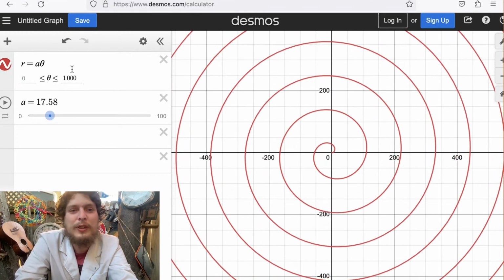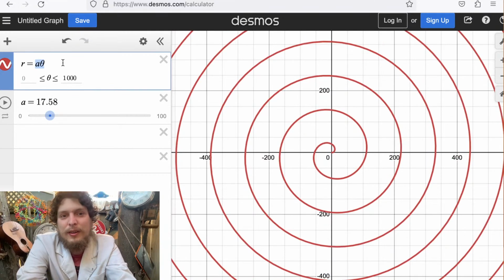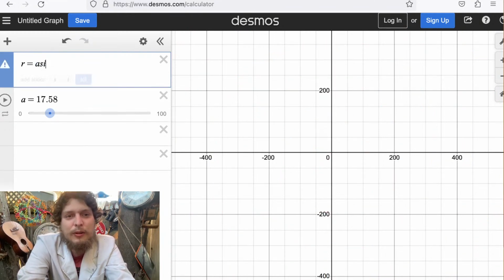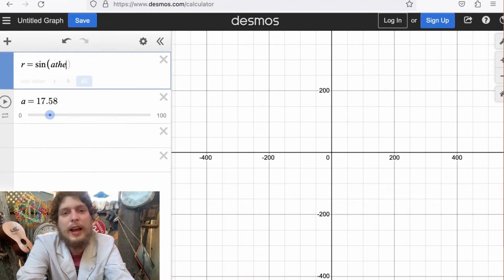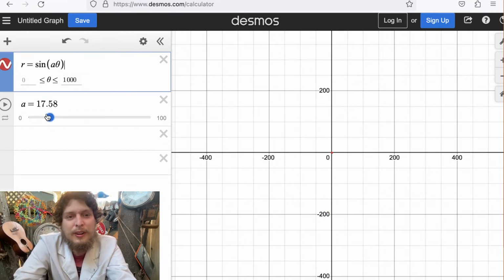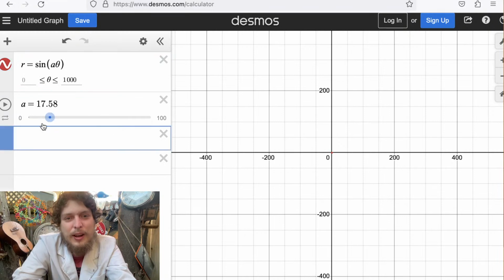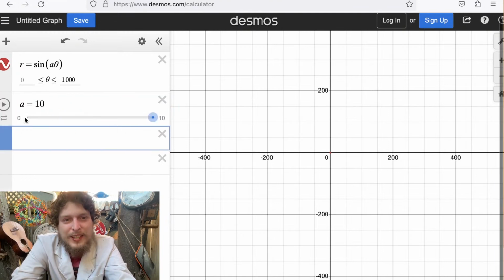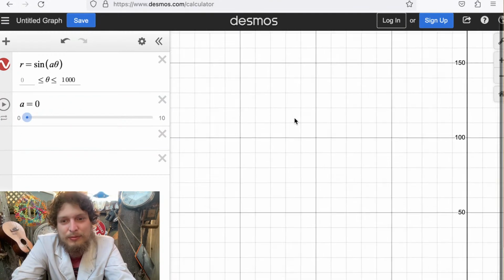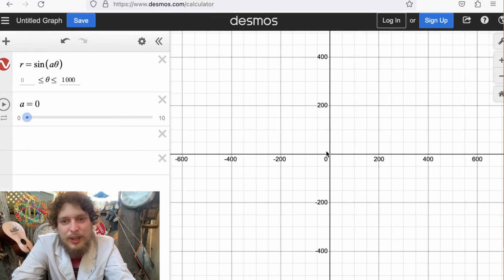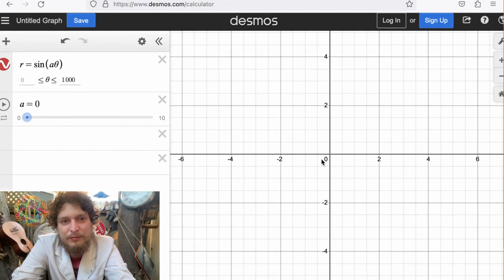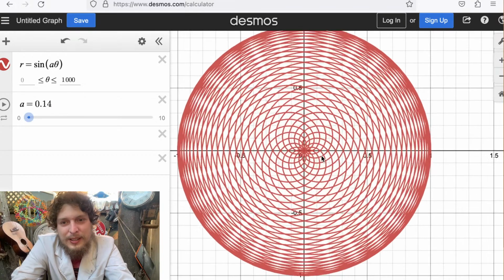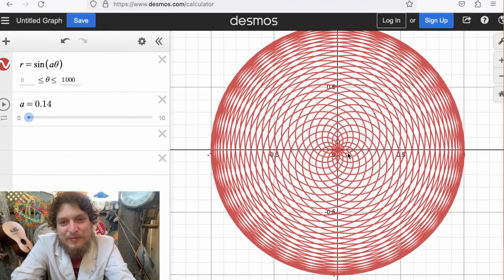But what I moved to next after that was if we throw in some trig functions, like a times sine, or we'll put the a in there, sine of a theta, all of a sudden we don't need this to be quite as crazy of steps anymore. We'll go from 0 to 10 now. All of a sudden, if I'm at 0, I might not see anything. But if I go up, I start to see these very crazy shapes.